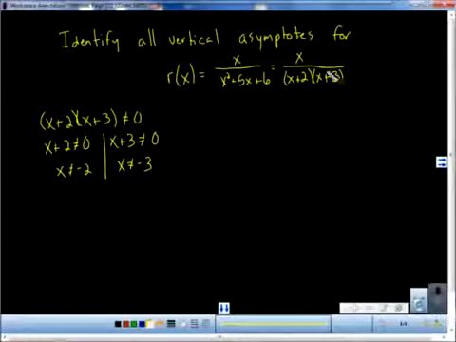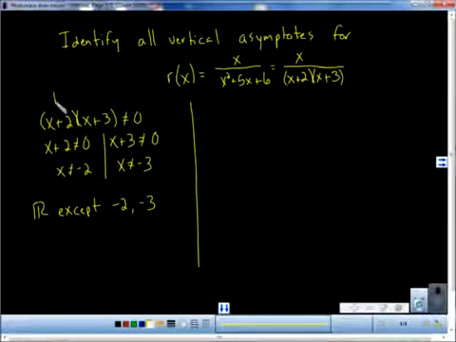If you put a negative 3 in right here, negative 3 plus 3 is 0. 0 times (x plus 2) would also be 0. So the domain is all real numbers except our excluded values of negative 2 and negative 3. Now the asymptotes, the vertical asymptotes, relate to the domain. So let's mark this domain.